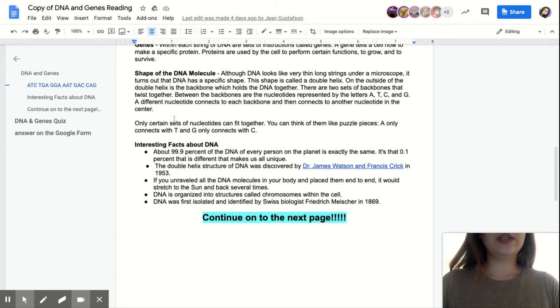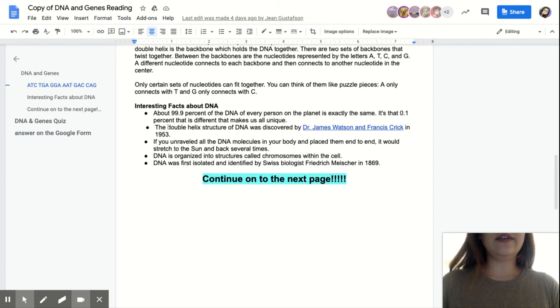Okay? Only certain sets of nucleotides can fit together. You can think of them like puzzle pieces. A only connects with T and G only connects with C. Interesting facts about DNA. About 99.9% of the DNA of every person on the planet is exactly the same. It's that 0.1% that is different that makes us all unique.